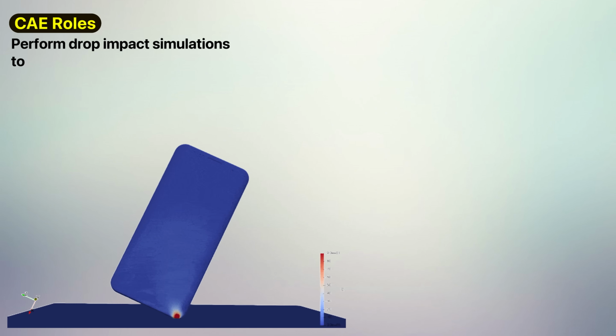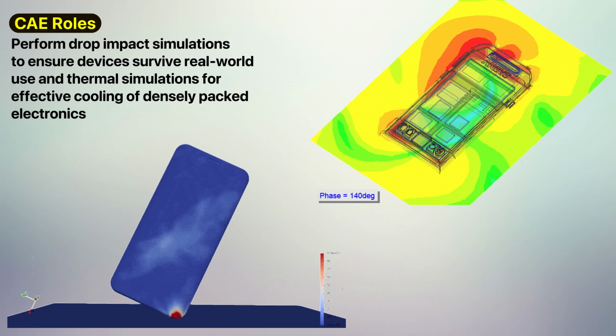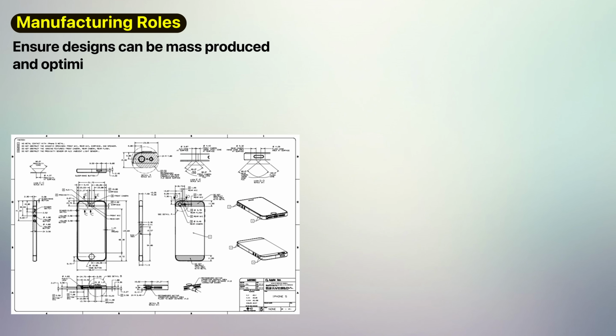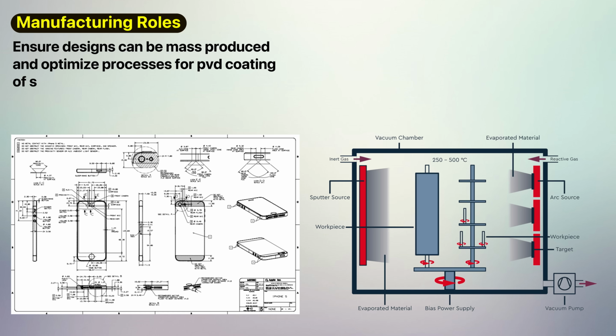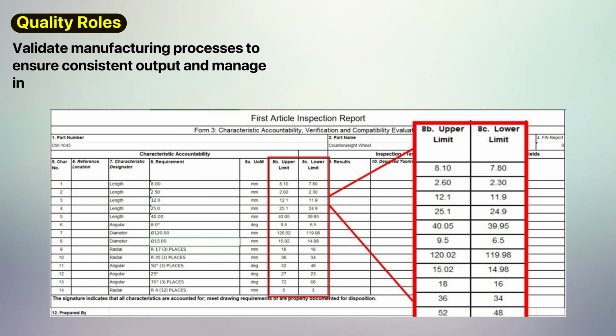For CAE roles, you might perform drop impact simulations to ensure devices survive real-world use and thermal simulations for effective cooling of densely packed electronics. For manufacturing roles, you might ensure designs can be mass-produced and optimize processes for PVD coating of smartphones and CNC machining of chassis with micron-level tolerances. For quality roles, you might validate manufacturing processes to ensure consistent output and manage incoming inspection criteria.